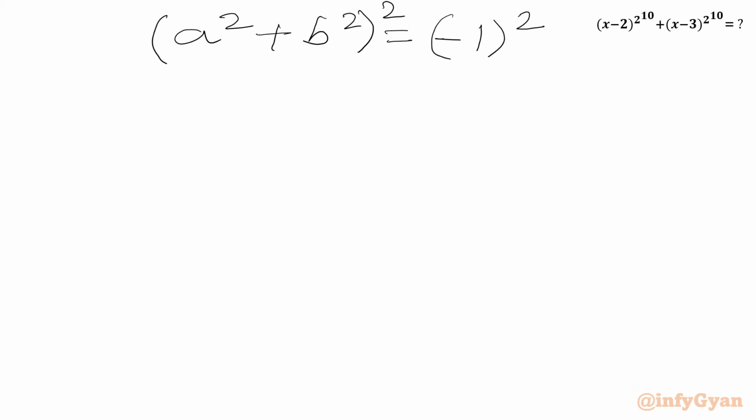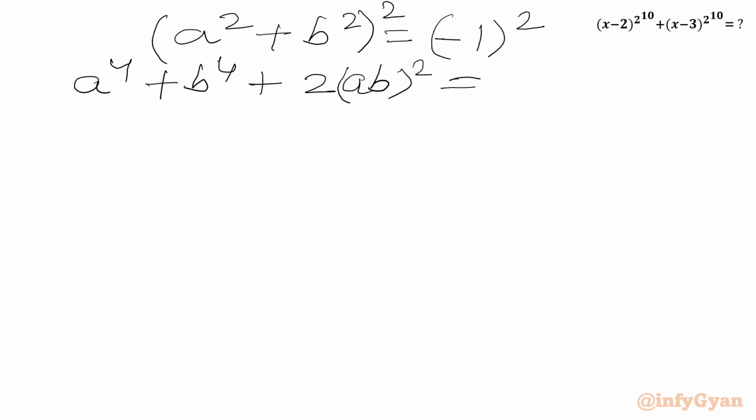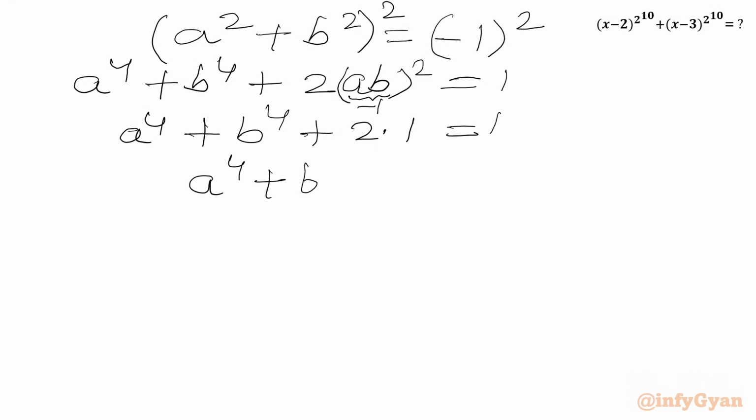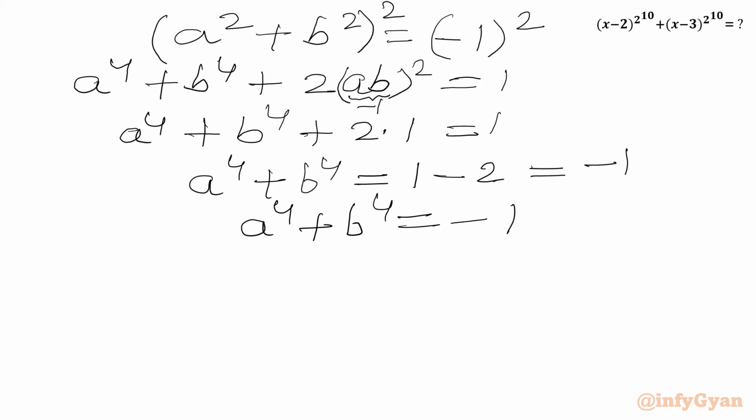We'll apply the (a + b)² identity this time. We will get a⁴ + b⁴ + 2a²b², which we can write as 2(ab)², equal to (-1)², which is +1. Now a times b is -1. So we will write a⁴ + b⁴ + 2 times (-1)² is 1, equal to 1. So we are going to get a⁴ + b⁴ = 1 - 2, which is equal to -1. And let us say this is our fourth equation, a⁴ + b⁴ = -1.